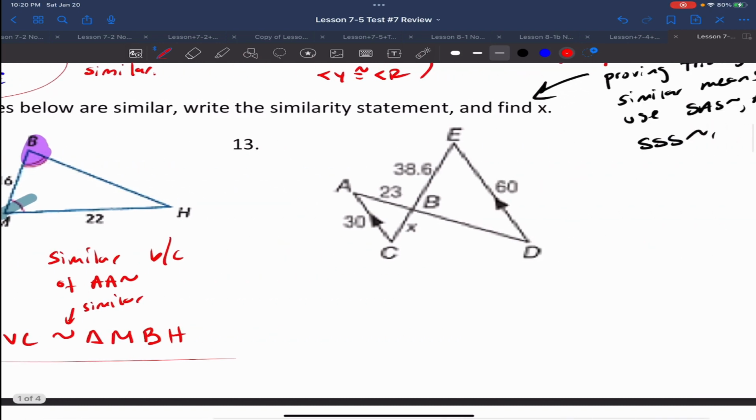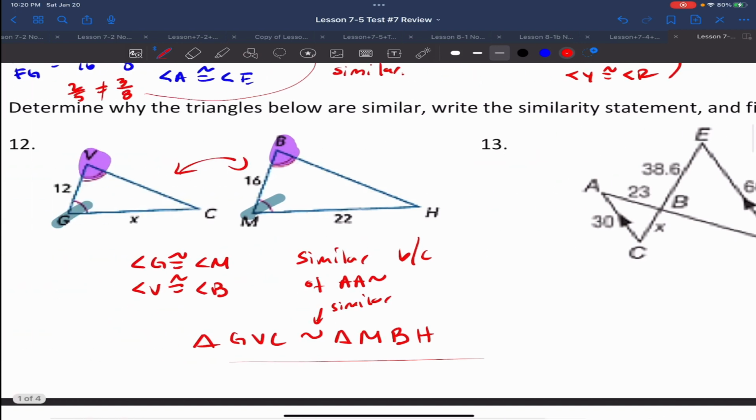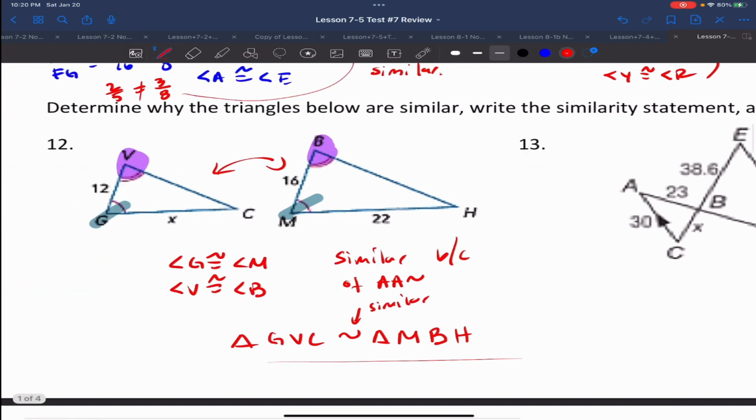That's how you write your similarity statement. Let's take a look at 13. Okay. Oh, am I supposed to find X? Yes, I'm supposed to find X. I did not read the problem here. Okay.